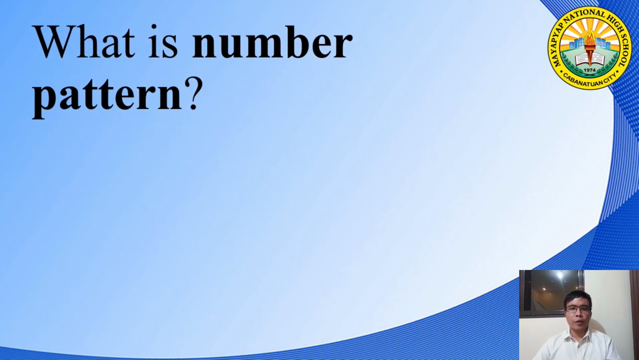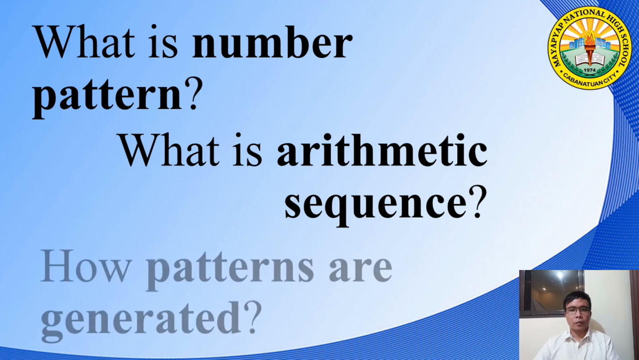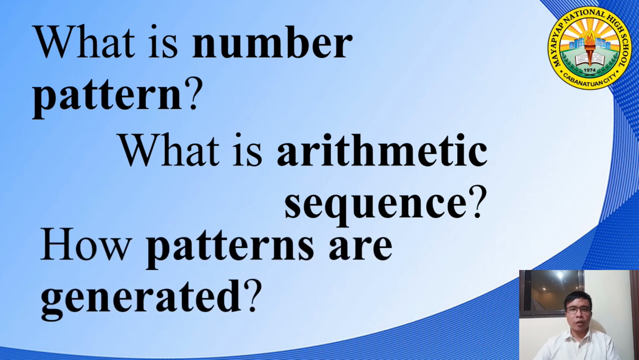Now, let's have some recap. What is number pattern? Number pattern is a list of numbers that follow a certain sequence or pattern. What is arithmetic sequence? Arithmetic sequence is a sequence in which each term is obtained by adding a constant d to the preceding term. The constant d is called the common difference. How patterns are generated? Number patterns are generated if it follows a certain pattern or sequence in writing them.